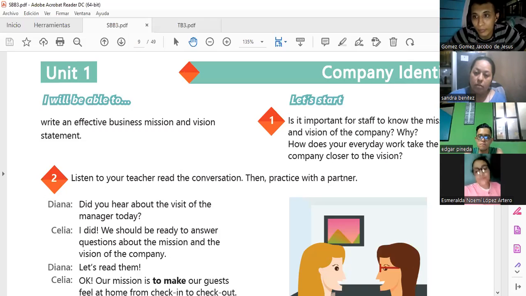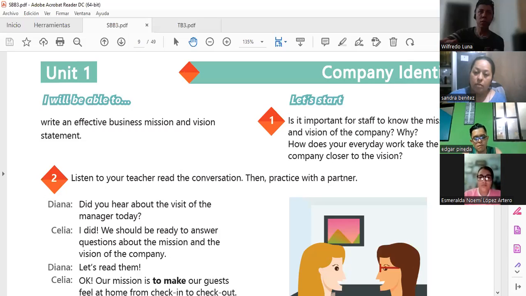Excellent. Good job. Edgar, it's important for you to know the mission and the vision of the company and why it is important. Yes, it is very important because the things are root and we co-work and see plans or strategic, and this is very important.